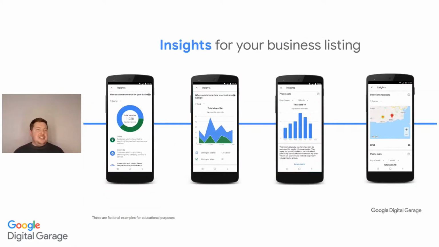Insights into your business listing as well. So how customers search for your business. Are they finding you directly by typing your business name? Are they discovering you on Google by saying barbers near me, shop near me? Don't know. But the main thing is you can now find out and then tweak some of your content for it. You can see how many people have visited it on which days.